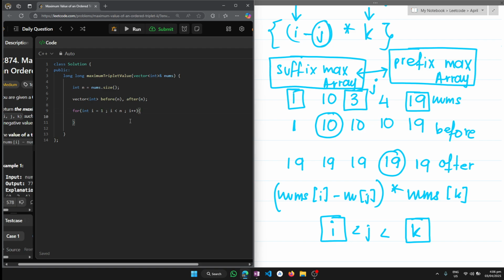Okay. All right. So the before array, how am I going to populate it? I'm just going to say before of i is going to be the max of the number which is before it, or nums of i minus 1. Just take a moment and think about what this means. It's as simple as it gets.